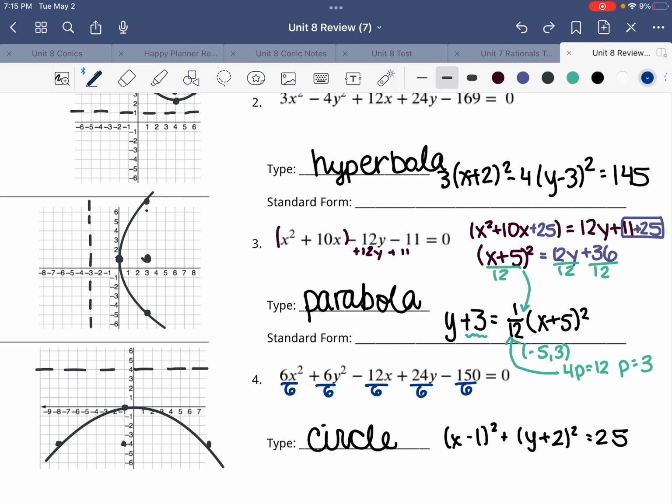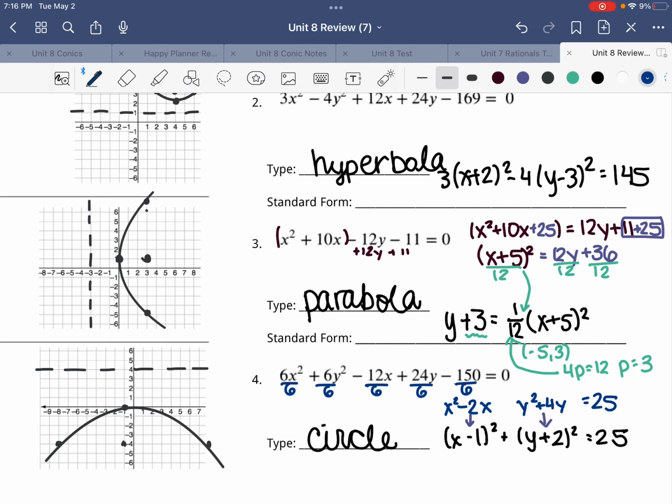When you divide by 6, you get x squared minus 2x and y squared plus 4y. And then 150 divided by 6 is actually 25. So that equals 25 on the other side like that. And then you go ahead and complete the square. This would be x minus 1 squared, y plus 2 squared.